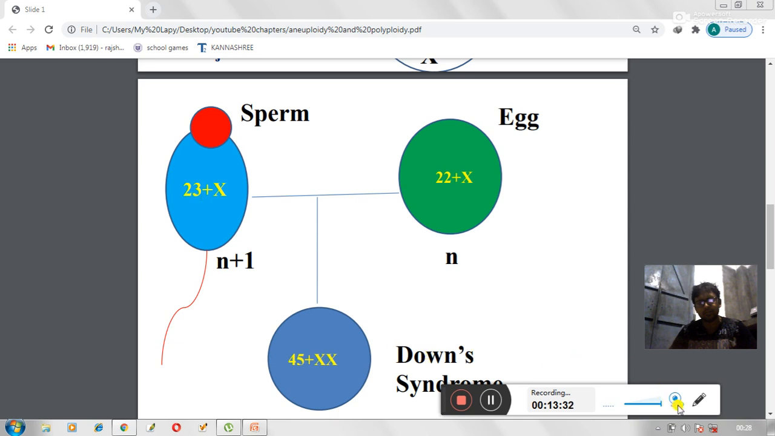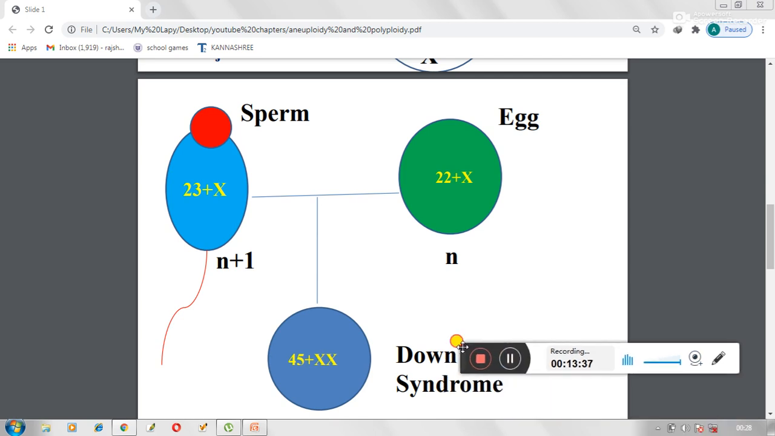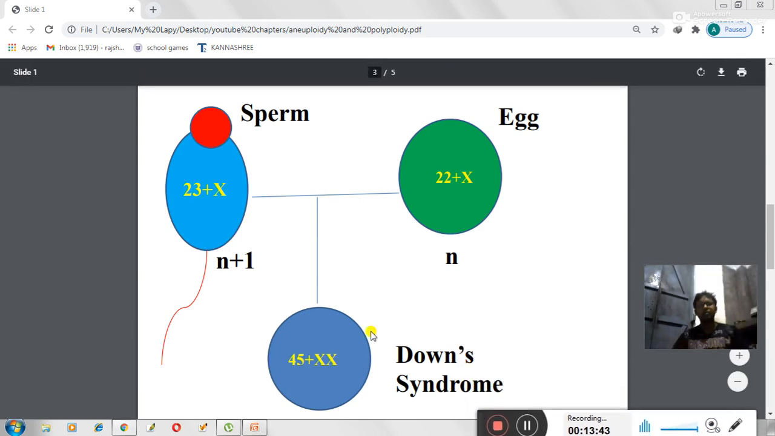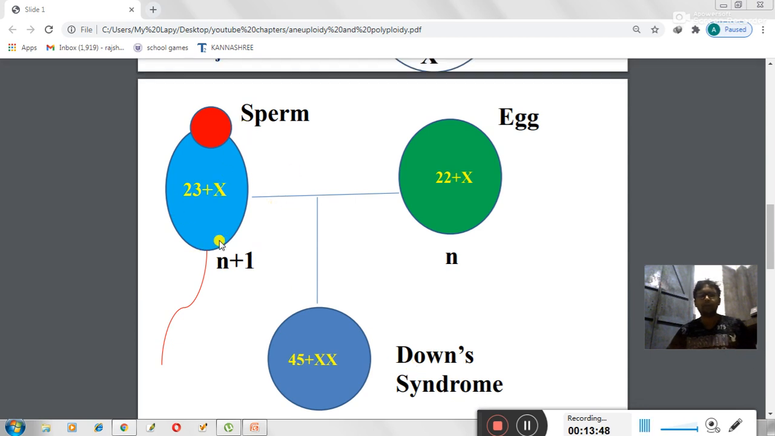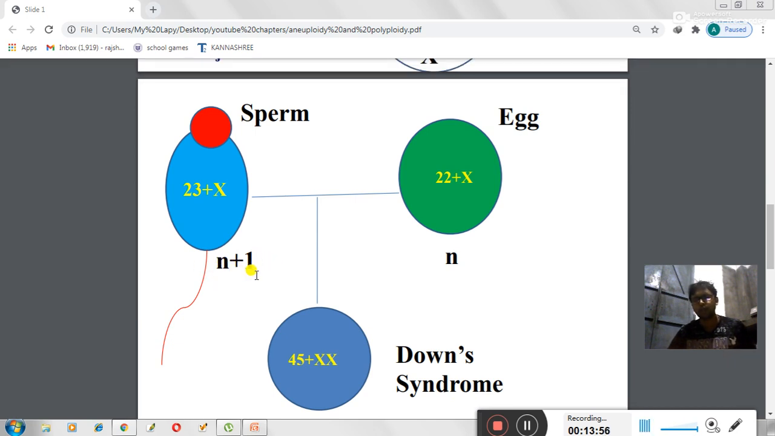As a result of this, the trisomy occurred, and the problem arises. That is Down syndrome. In case of Down syndrome, chromosomal trisomy, the sperm contains n plus 1 and the egg contains n number of gametes. Why n plus 1? The plus 1 is due to chromosome 21. That is, the 21st pair of homologous chromosomes contains an extra chromosome.